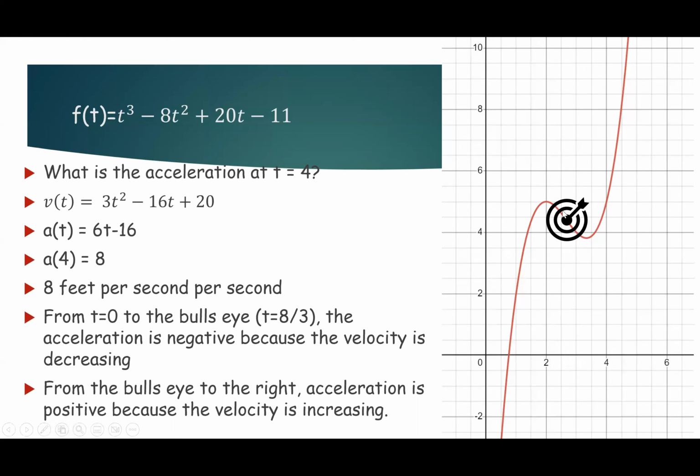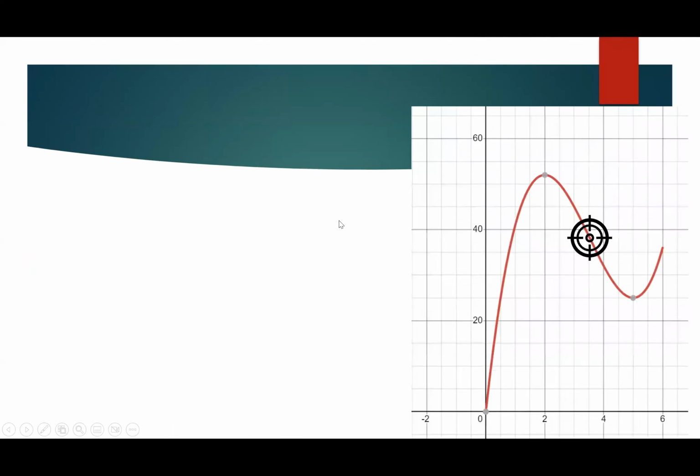Now, interesting, if we look at the curve, we call this concave down because it can't hold water. If a curve is concave down, the acceleration is negative. If a curve is concave up, the acceleration is positive.